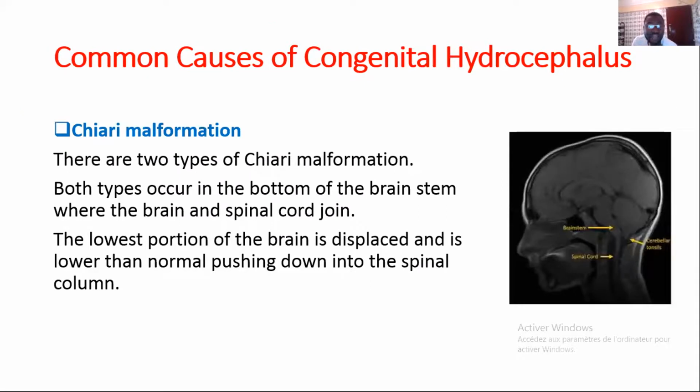We can have Chiari malformation. There are two types of Chiari malformation. Both types occur in the bottom of the brain stem where the brain and the spinal cord join. The lowest portion of the brain is displaced and is lower than normal, pushing down into the spinal column.